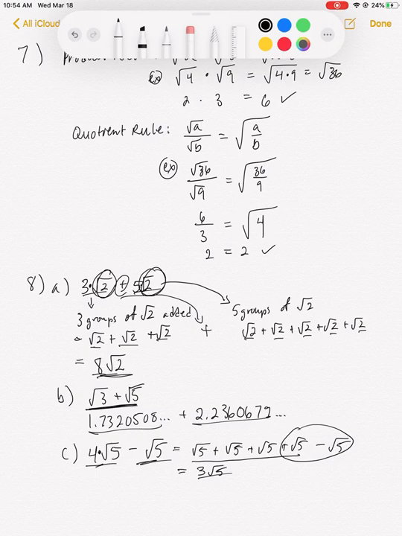So moving on, we have part D. And part D has 2 square root of 3 plus 5. Okay, so I have 2 square roots of 3 and added 5 together, which doesn't really add together because I have square root of 3 plus square root of 3.